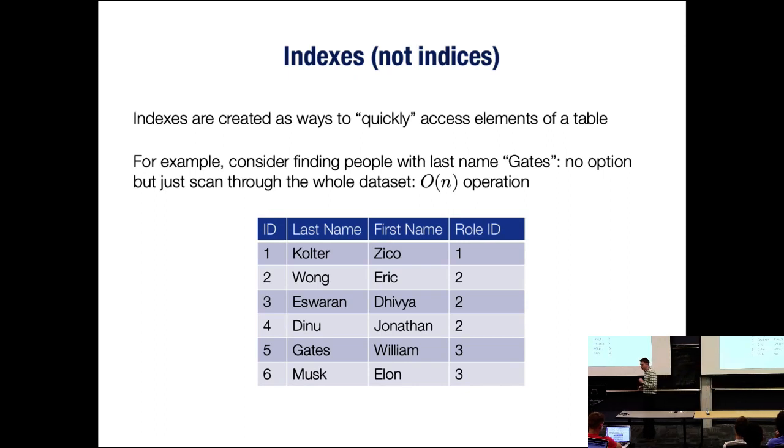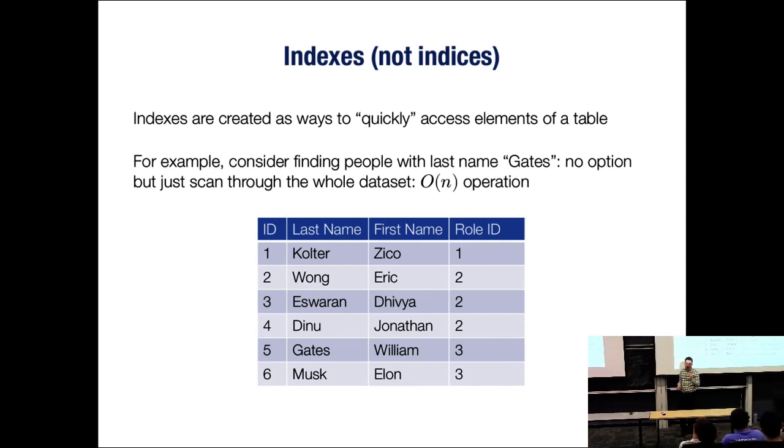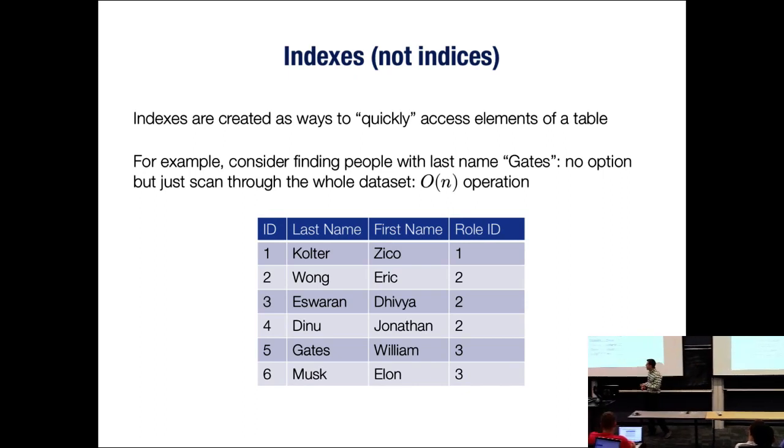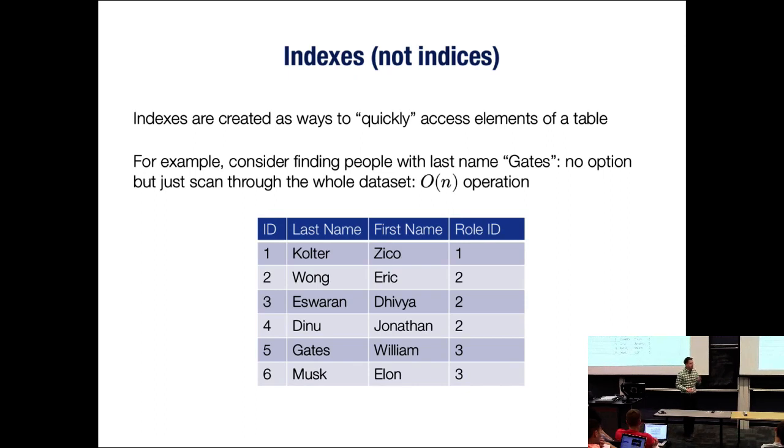So indexes are a way to find data quickly in a table. Okay? Let's take an example here, and I think the example is much simpler than thinking about what these are structurally. Let's think about this table here, this relation, and let's think about what we would need to do if I want to find the entry, or possibly entries, because this term doesn't have to be unique, that have the last name equal to Gates. Right?